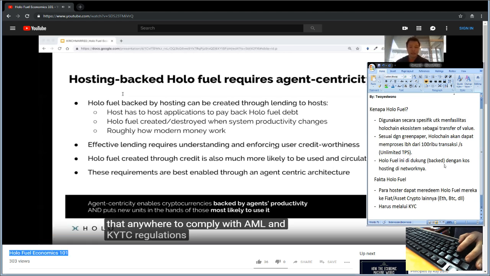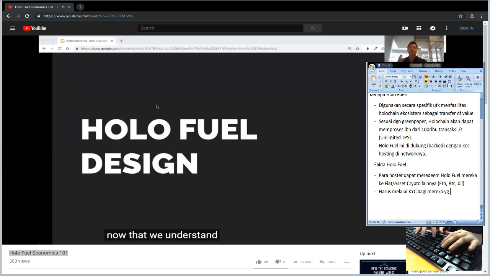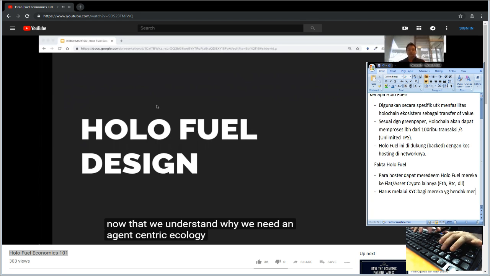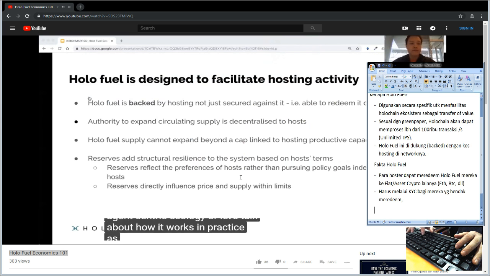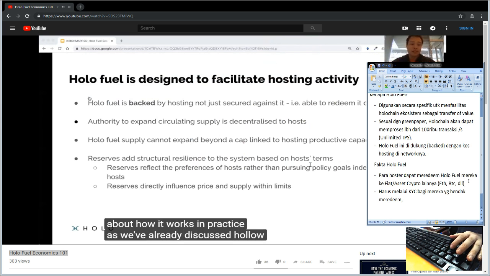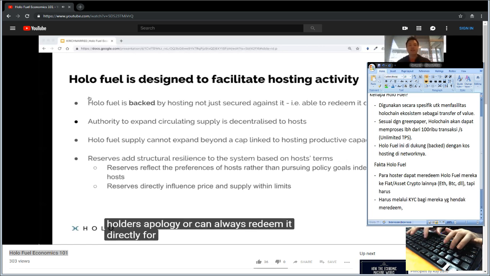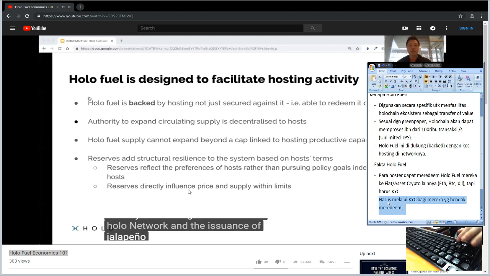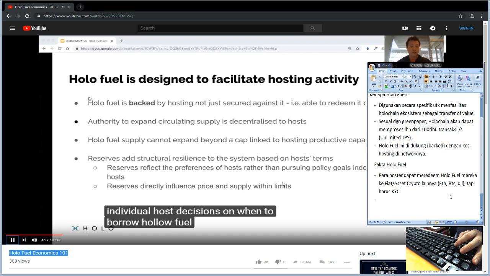AML and KYC regulations. Now that we understand why we need an agent-centric Holo Fuel, let's talk about how it works in practice. As we've already discussed, Holo Fuel will be backed by hosting, in that the holders of Holo Fuel can always redeem it directly for hosting services on the Holo network. And the issuance of Holo Fuel is decentralized to the individual host decision on when to borrow Holo Fuel.